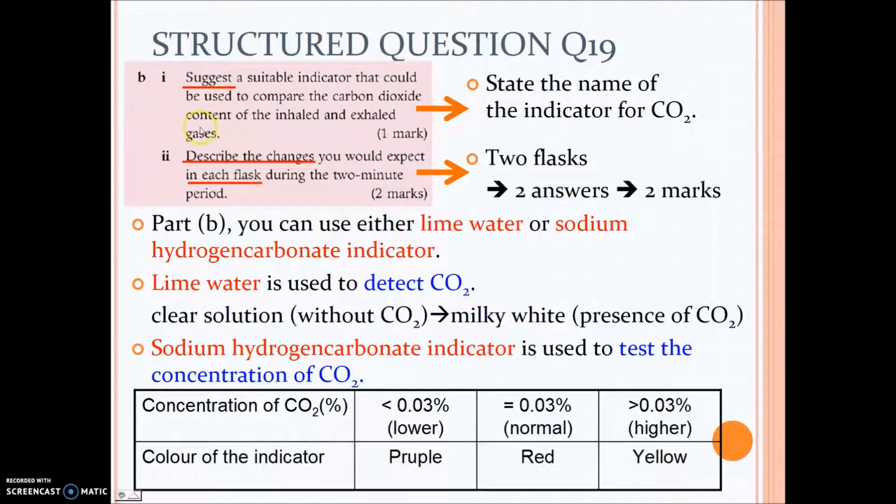Either one is okay. And then for part B2, describe the changes you would expect in each flask during the 2-minute period. The point is that there are 2 flasks, so there should be 2 answers and 2 marks. Remember that for flask A and flask B, you must use the same indicator. Some students may ask, can I use lime water in flask A and then use sodium hydrogen carbonate indicator in flask B? Probably not, because it is the same setup, you need to maintain it as a fair test. So use the same indicator for both flasks.